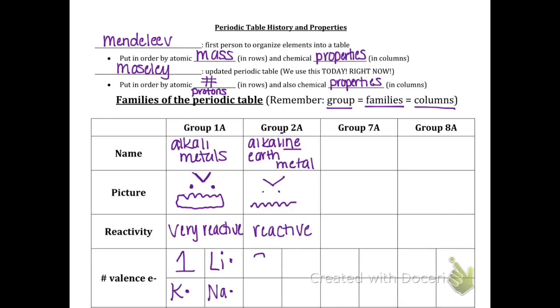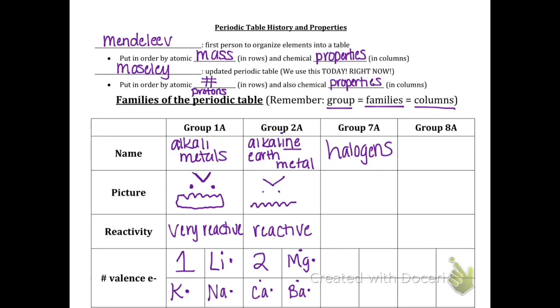They have 2 valence electrons. So if we drew some samples like magnesium, we would draw 2 Lewis dots. Same thing with calcium and barium. 1, 2. Perfect. The next family we're going to learn is in the 7th column. They're called halogens.